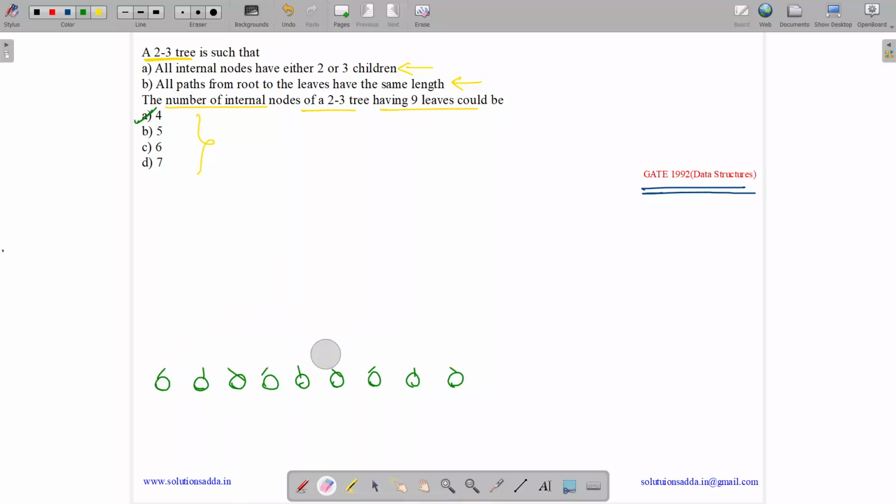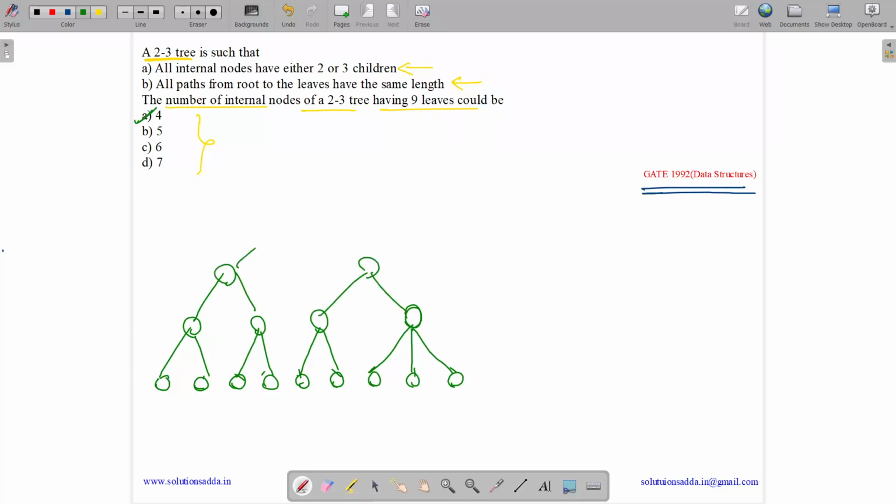Let us try to make some of them as 2 children. Let's assume these 2 get connected to 1, these 2 get connected to 1, these 2 get connected to 1, and these 3 get connected to 1. Now what can we have? These 2 can get connected to 1, these 2 can get connected to 1, and these 2 get connected to 1. What is the number of internal nodes? 1, 2, 3, 4, 5, 6, 7. So 7 is also possible.